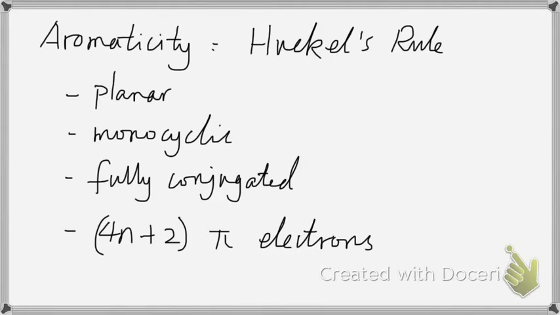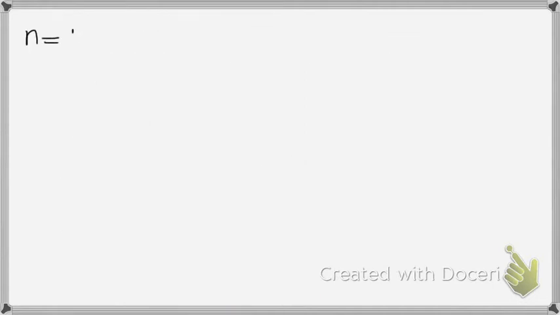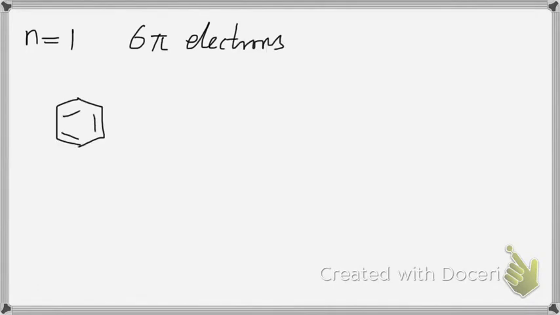The n here could be any integer. So the number can start from 2, 6, 10, 14, etc., when n equals 0, 1, 2, 3, 4, etc. So we will see some examples. First, when n is 1, 4n plus 2, that's 6. 6 pi electrons. That's benzene, right? Benzene ring has 6 pi electrons.